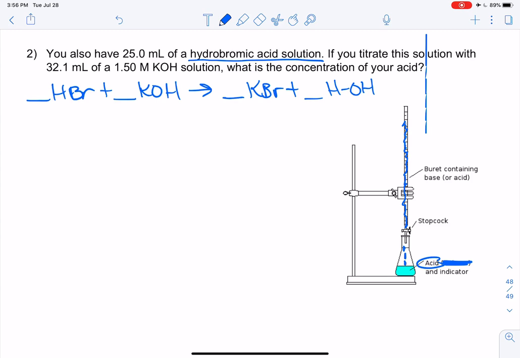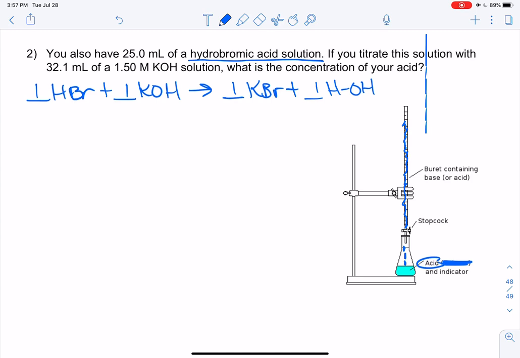Okay, so when we balance it, we're going to see that this is another one of those easy ones where we've got 1, 1, 1, 1. Make sure you watch out for the ones that are not 1, 1, 1, 1, and you'll occasionally encounter them, so be paying attention. Now we're going to use the volume and the molarity of the base to calculate the moles of the acid in the flask. So that's number 2 on the previous slide in our steps.